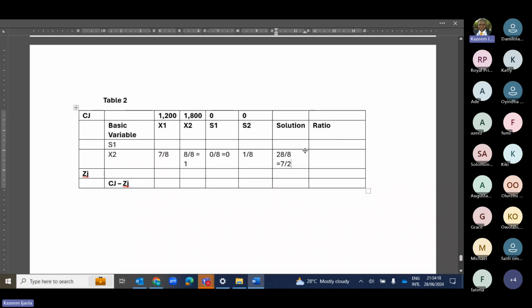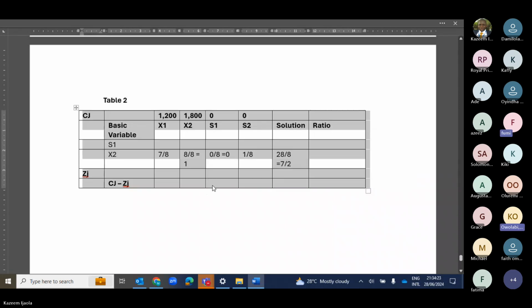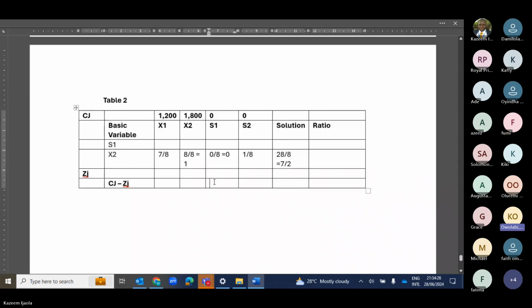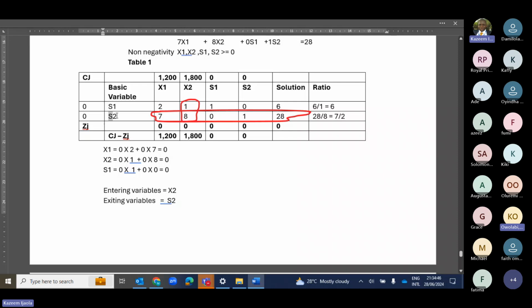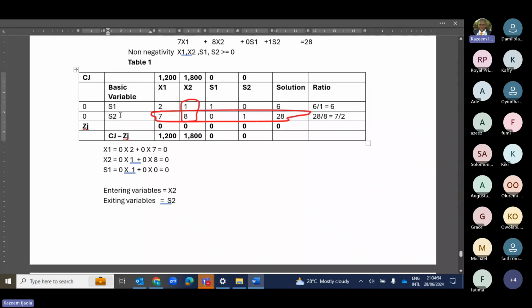Go on, ask your question. When you are bringing in the entry variable, must it be below or can you arrange it anyhow? Just replace it in the same row where the variable you are exiting is. For example, here we have X1, now X2. Because I am removing S2, I just insert it at the same row where you are removing the variable from. That is a very straight way to do it.